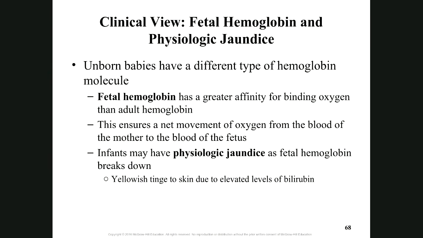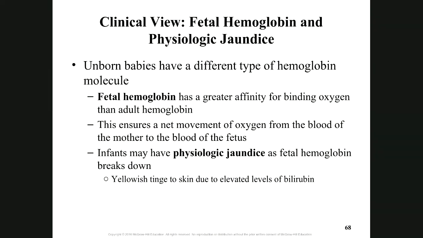The fetal hemoglobin has a greater affinity to bind to oxygen when we compare it with adult hemoglobin. So, at the site of the placenta, more oxygen can move from the blood of the mother to the blood of the fetus. After birth, this extra hemoglobin should go out, and when it is broken down, some parts of this hemoglobin can go to the skin and make the skin become yellowish in color. And this is the cause of physiologic jaundice.